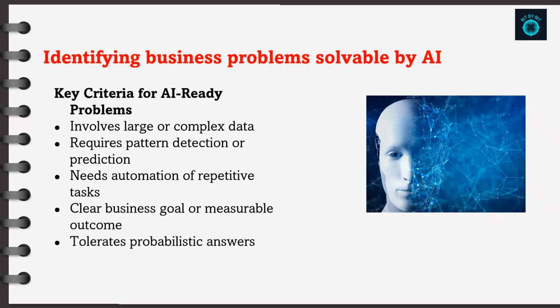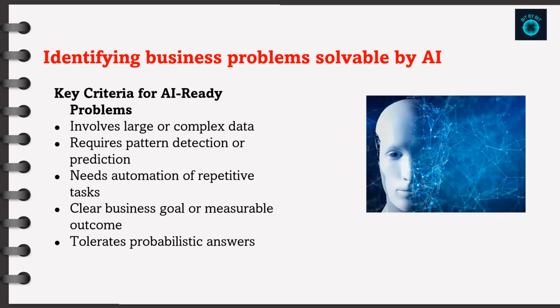Third, AI is ideal when you need to automate repetitive and rule-based tasks, like sorting emails, tagging images, or scanning documents. Fourth, the problem must have a clear business goal or a measurable outcome. This might be reducing customer churn, increasing click-through rates, or saving time on manual labor.